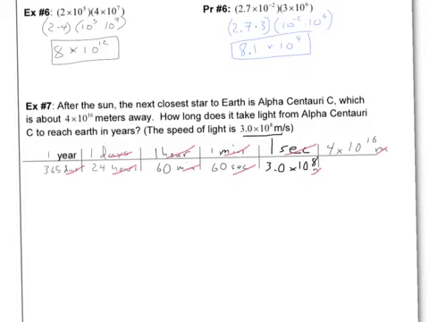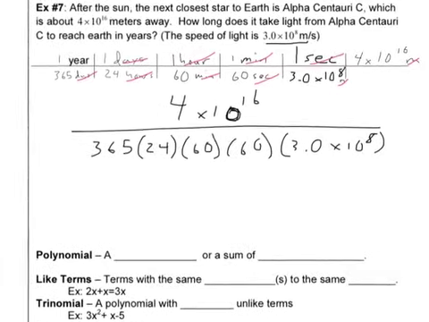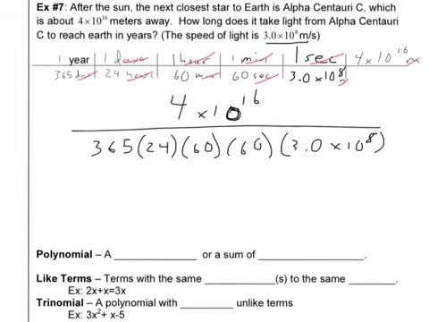Now, to calculate how many years, this is just a giant division problem, really. So let me write out what this looks like mathematically. It looks like this: 4 times 10 to the 16 over 365 times 24 times 60 times 60 times 3.0 times 10 to the 8th. Now, in class I worked this all out numerically. I'm not going to do that for sake of time, but know this: if you're going to put this in your calculator, you need to put parentheses around this top number, and you need to put big parentheses around everything that's on the bottom.